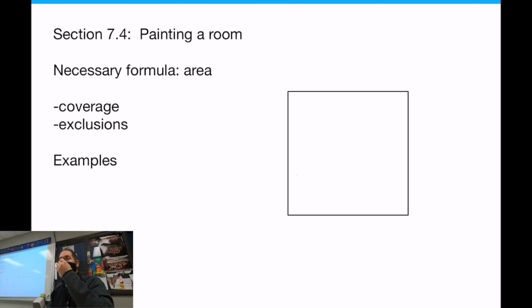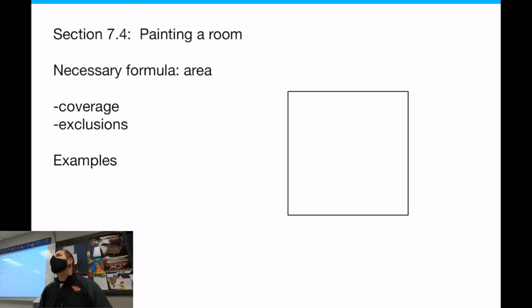Okay, so welcome back. Today we're going to take a few notes. We're moving on to the next section, which is 7.4. It's based on painting a room, and I know that seems weird because you're like, Ward, we just did that yesterday, right? That was on the homework, 7.3. A little bit different. There's a couple more details we have to talk about, right?